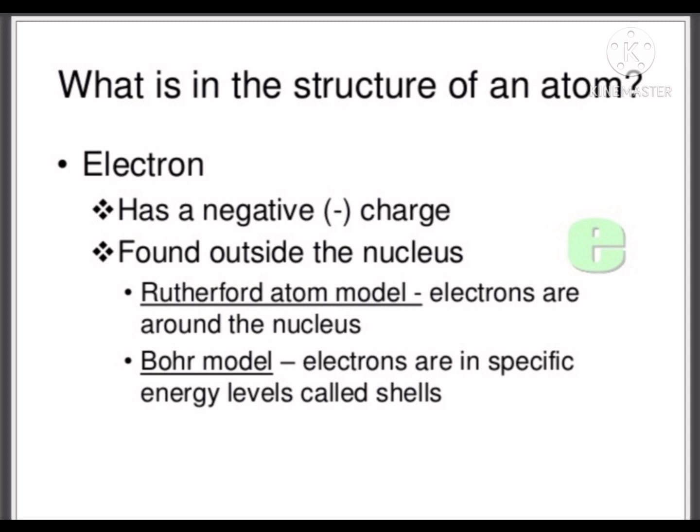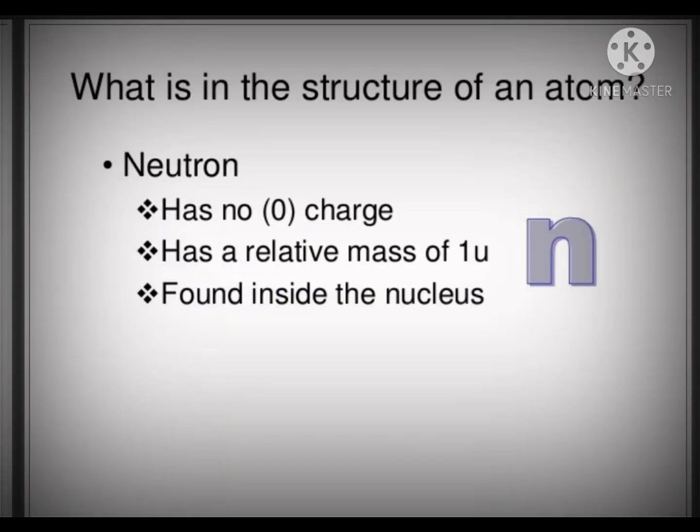What is the structure of an atom? Electron has negative charge, found outside the nucleus. According to Rutherford, electrons are around the nucleus, and according to Bohr, electrons are in specific energy levels. We call them shells. Neutrons have no charge.